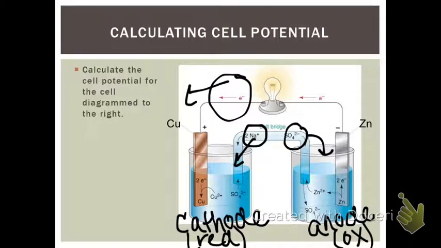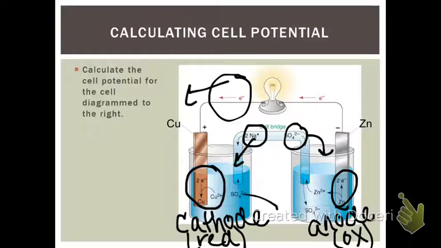You can also look at the pictures down here and you'll see that the copper is gaining electrons to become copper solid, or that the zinc is losing electrons to become zinc 2+. So there's a lot of different ways you can look at it, but regardless, you have to figure out which one is the cathode and which one is the anode. Now, once you know which one's the cathode and which one's the anode, you have to look up the cell potentials on the chart.